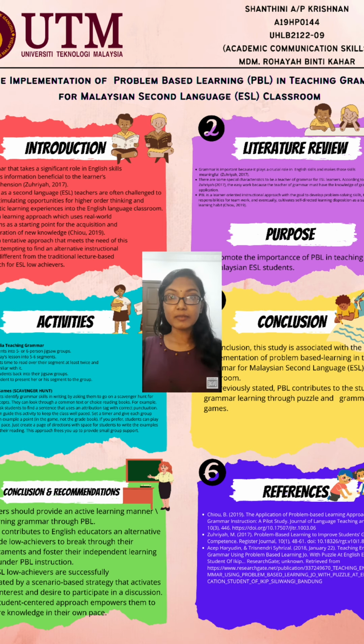The next activity is about grammar games, which is scavenger hunts. It helps students to identify their grammar skills in writing by asking them to go on a scavenger hunt for specific concepts. They can look through a common text or choice reading books. For example, you might ask students to find a sentence that uses an attribution tag with correct punctuation. Teachers can guide this activity to keep the class well paced.